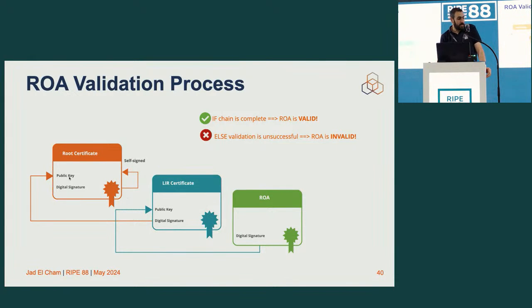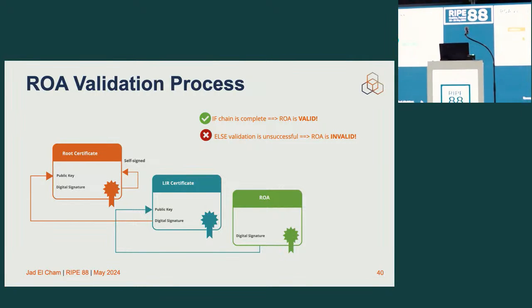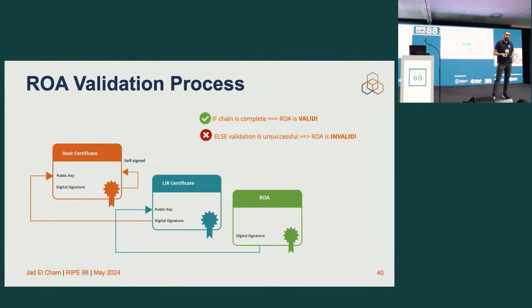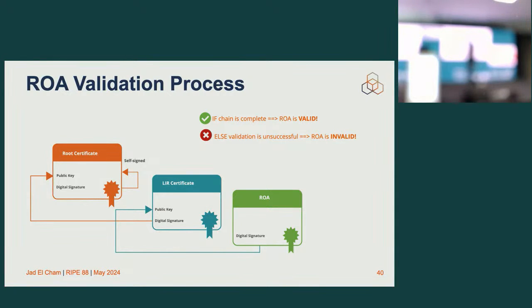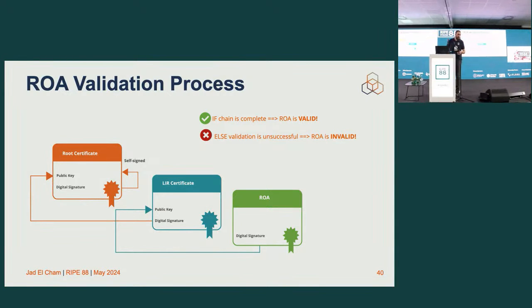So I look at the public key of the root certificate. I use it to check it against the digital signature of the LAR certificate. And if they match, then I would say, all right, this LAR certificate has been really signed by the root certificate. Now, how do I make sure that the root certificate is valid? Well, it's self-signed. And this is my source of trust. That's my trust anchor. So now what happens is that because I trust the orange certificate, I trust the LAR certificate, and then I trust the ROA.